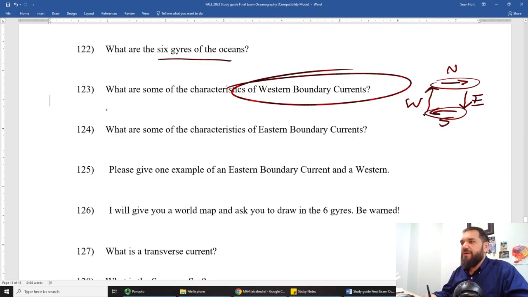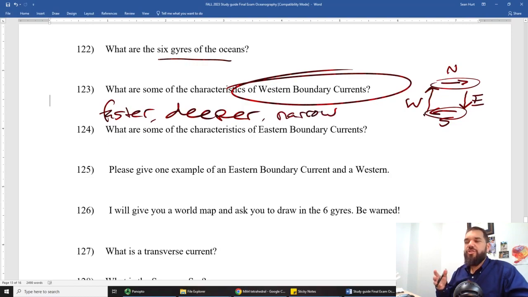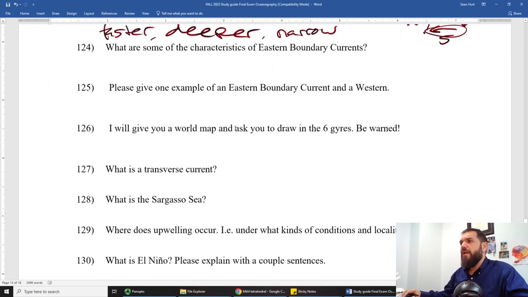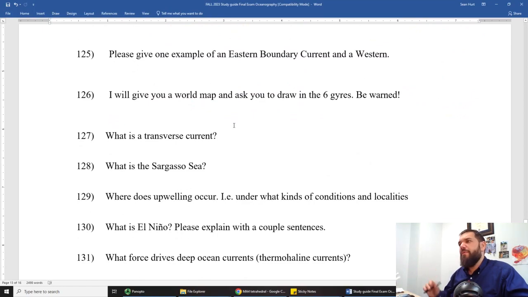But anyway, western boundary currents are faster, deeper, and they're also more narrow. Whereas eastern boundary currents are slower. So they're faster, deeper, and narrow, whereas eastern boundary currents are always going to be more spread out, more shallow, and more slow. Okay, so the Gulf Stream is a really good example of a western boundary current.